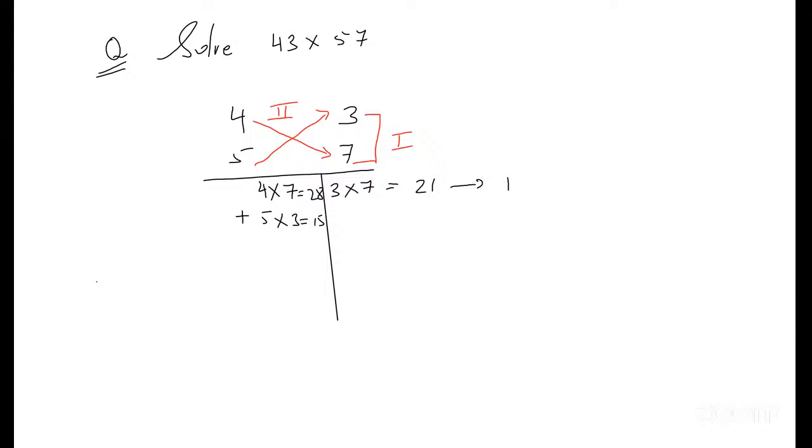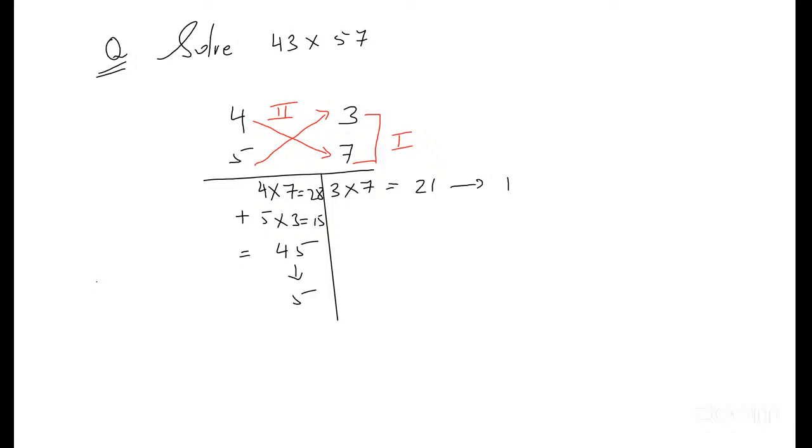So 28 plus 15 plus 2. Ma'am, is the answer 2451? 48. Sorry, 45. Let me see, Anaya. 2451. Yes, 2451 is the right answer. So in this step, we will only take 5 but carry 4 to the next step.